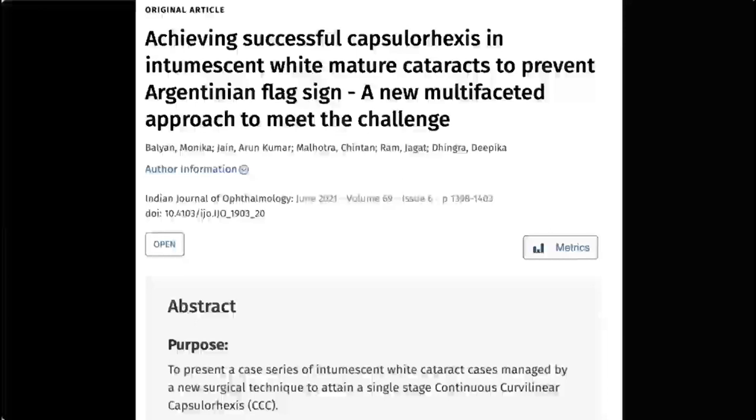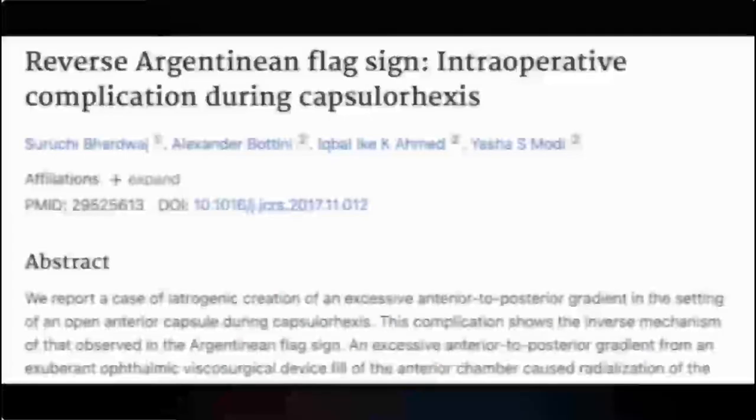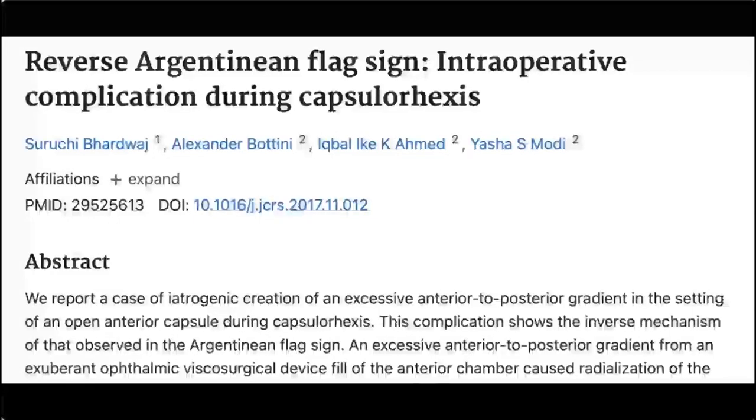But using extra visco can cause complications, like the reverse Argentinian flag sign, which has been advocated by Bharadwaj. We all know about the Argentinian flag sign: it is because of the intralenticular pressure which causes runaway of the rhexis. But they say that overfilling the anterior chamber with visco can also cause runaway of the rhexis once you make a nick on the anterior capsule.